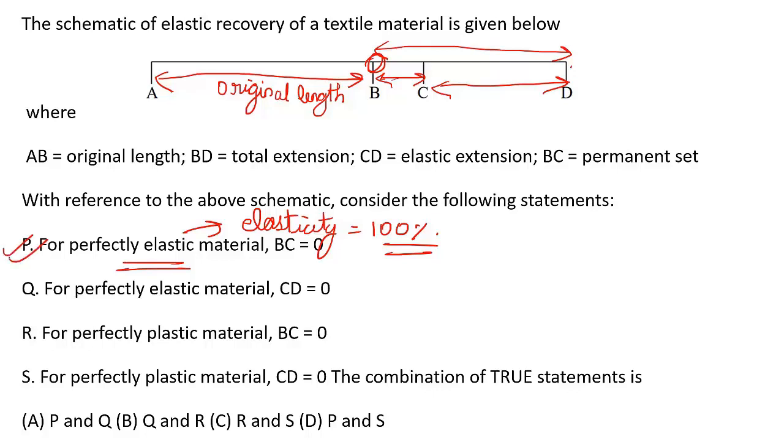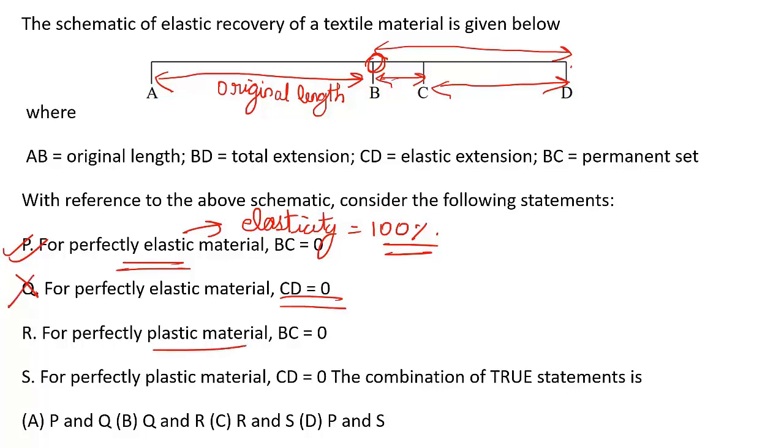Q: for a perfectly elastic material, CD is equal to 0. CD means the elastic extension. If it is elastic, then the elastic extension cannot be 0. It is 0 for an inelastic material where there is no elasticity or no extension. In the case of a perfectly elastic material, the elastic extension cannot be 0. So Q is false.